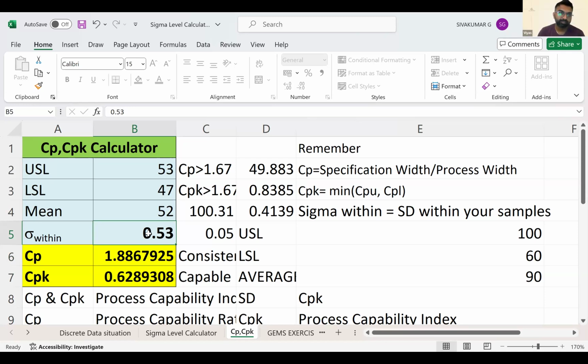What is the problem? Move the mean. Move the mean leftwards. Move the process mean from 52 to 50. 50 is the target. Now your CPK will also improve. So these are the two things you need to take care of. Two improvements: moving the mean and reducing the variation.